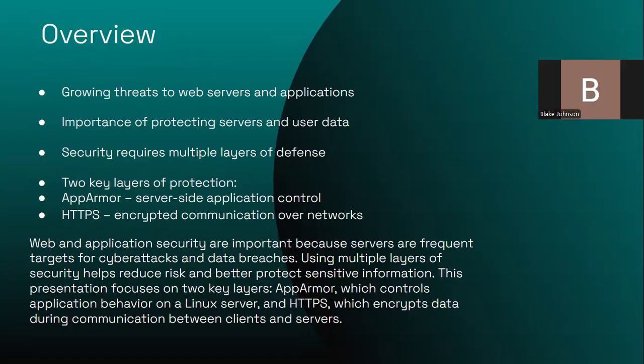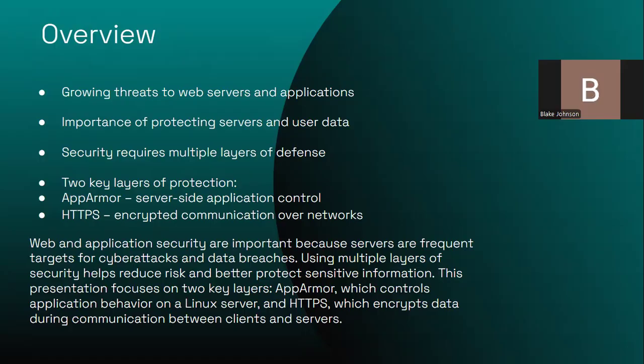The overview will be going based off the growing threats to web servers and applications, the importance of protecting servers and user data, the security required, the multiple layers of defense, and the two key layers of protection, which are AppArmor and HTTPS. One is used for on-site application control that's more internal, while the other is encrypted communication over networks. Web and application security are important because servers are frequent targets of cyberattacks and data breaches.